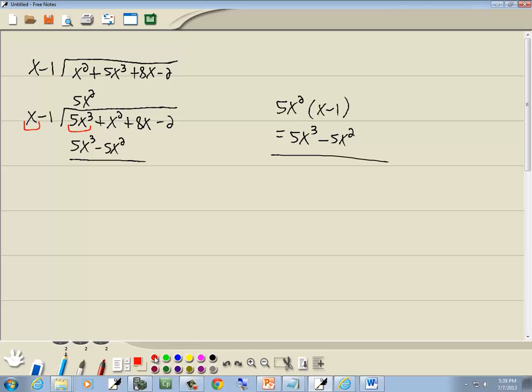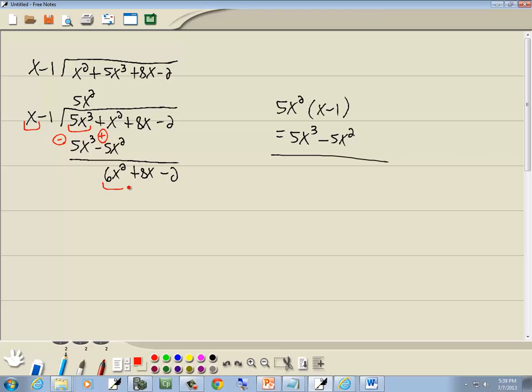Now we're going to subtract that line, which means flip signs. So this becomes negative, and this one becomes positive. 5x to the third minus 5x to the third goes away. x squared plus 5x squared is 6x squared. And then I'll bring down the 8x and the minus 2.